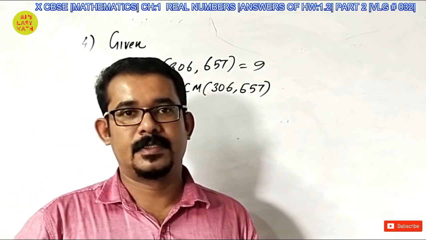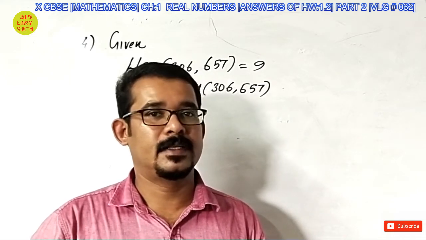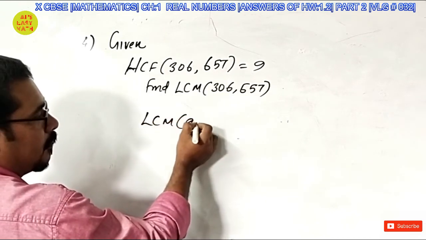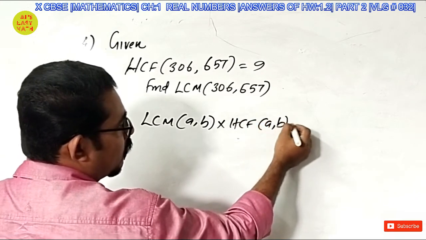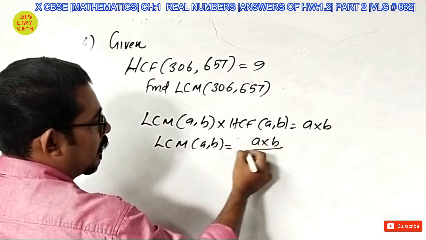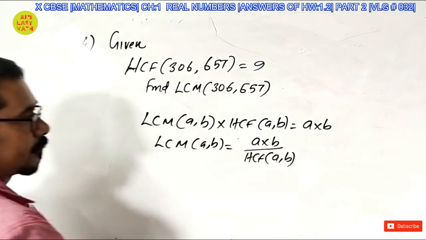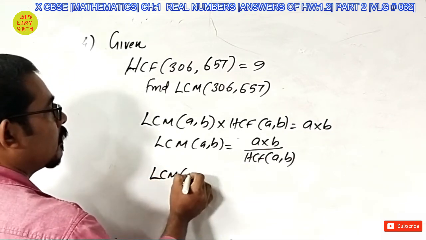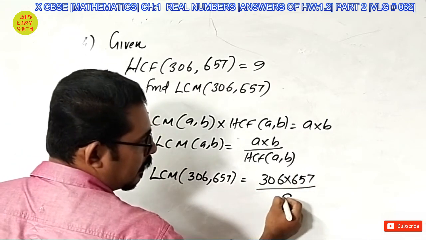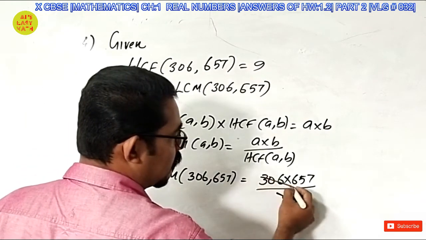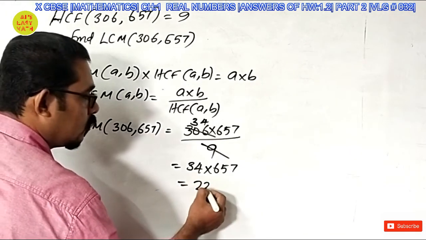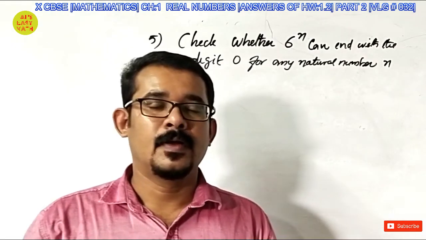Fourth question: given the HCF of 306 and 657 is 9, find the LCM of 306 and 657. The property we use here is LCM of A and B into HCF of A and B is equal to the product of the two numbers A and B. So LCM of A and B is A into B divided by HCF of A and B. So here the LCM of 306 and 657 is 306 into 657 divided by the HCF, which is 9. We can cancel this by 9, so we have 34 into 657, which equals 22338.